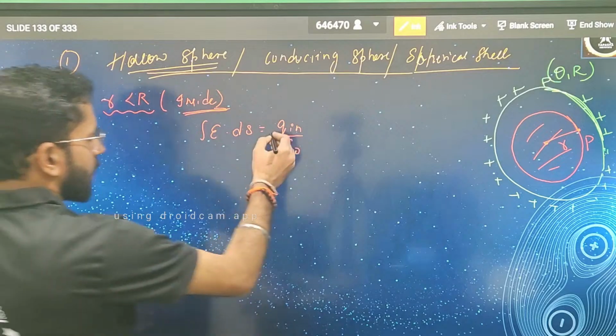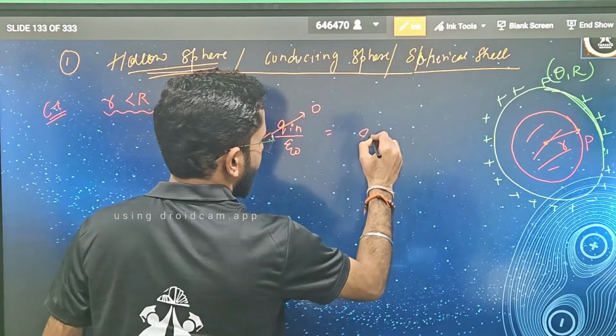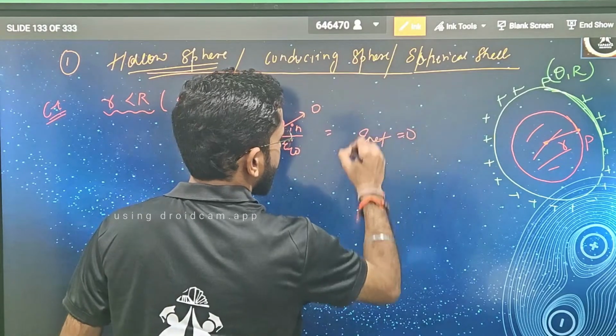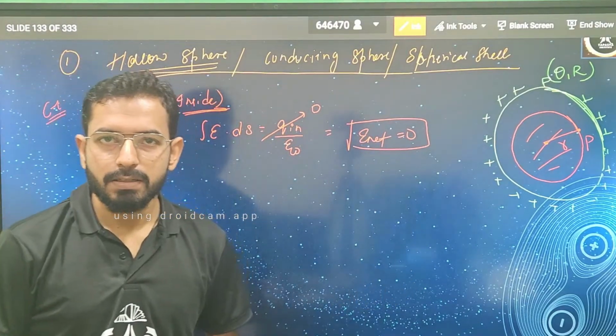Correct? Now what is the Q in, you will say? That means Q in will be 0. That means what can I say about the net electric field inside? It is nothing but equal to 0. Is it clear?